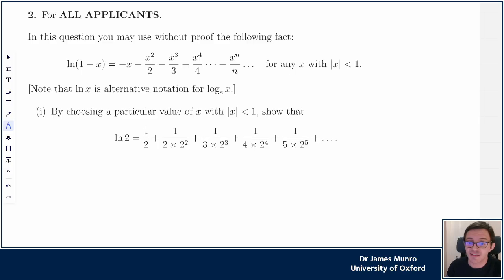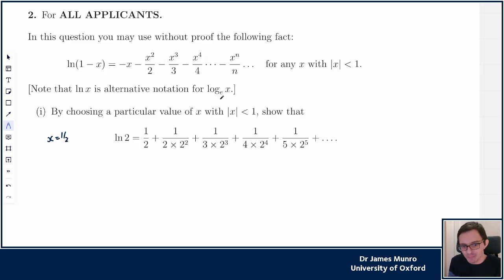Logarithm of 1 minus x is equal to minus x squared over 2 minus x cubed over 3, and so on and so on and so on, for any x which is between minus 1 and 1. We're asked to choose a particular value of x between minus 1 and 1, and we're trying to show something about log 2. To me, log 2 reminds me of log 1/2. So to get log 1/2, I would need to put in x equals 1/2. And also on the right hand side, I can see all of these powers of 2 downstairs, which will remind me of the powers of x up here. So if x is 1/2, that's going to match up.